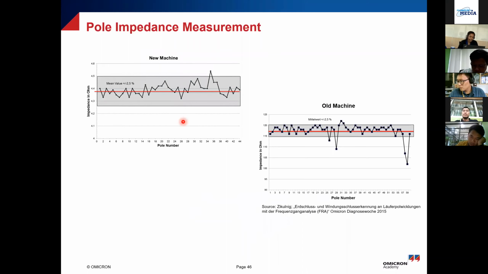In this case, you can see this is for a 44 pole machine, and for a new machine there is only one variation, a little bit. But for an old machine, you can see quite a high variation in very close to the last few poles. So as I said, there are no standard limits. This can be used as a rule of thumb that this value should remain between plus minus 2.5%.